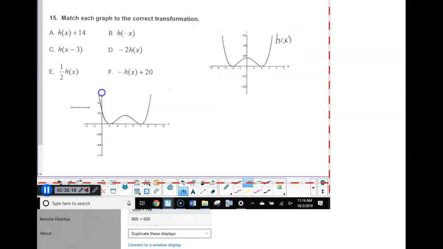All right. The next one I have is this one. What's happening here? This was at -2 and +2, and now it's at +1 and 5, so it went 3 right.